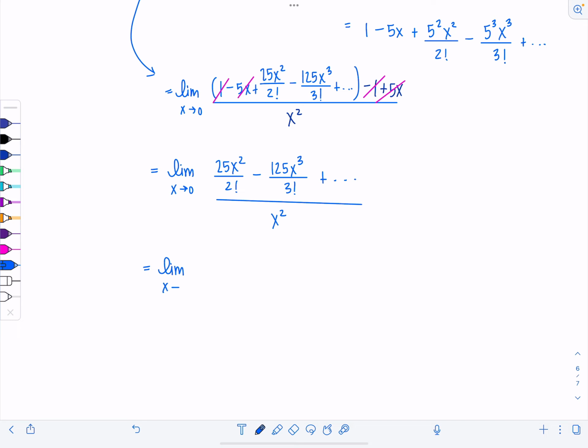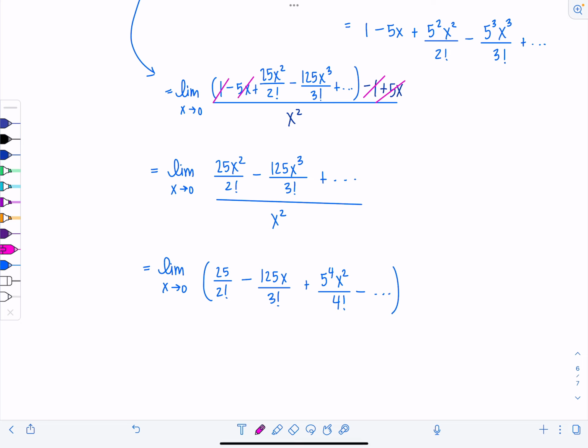So limit x goes to 0. This is 25 over 2 factorial minus 125x over 3 factorial plus, well, the next one, you don't have to do a next one. I'm just feeling inspired. 5 to the 4th x squared over 4 factorial minus blah, blah, blah.